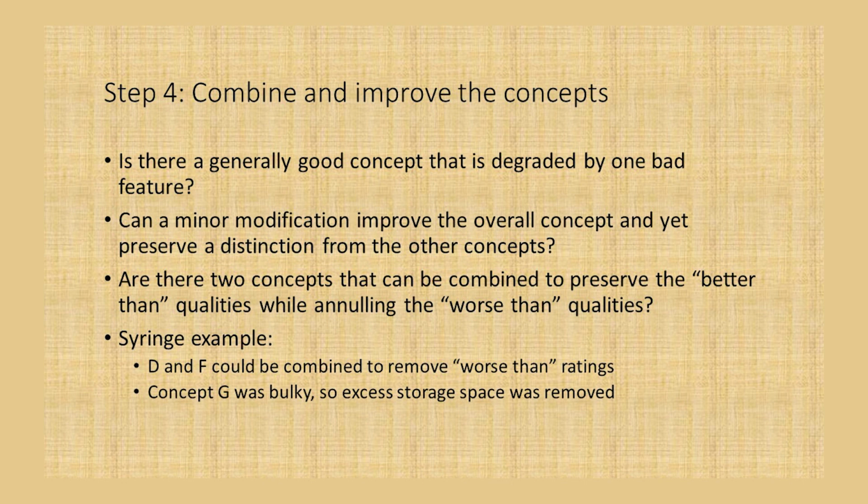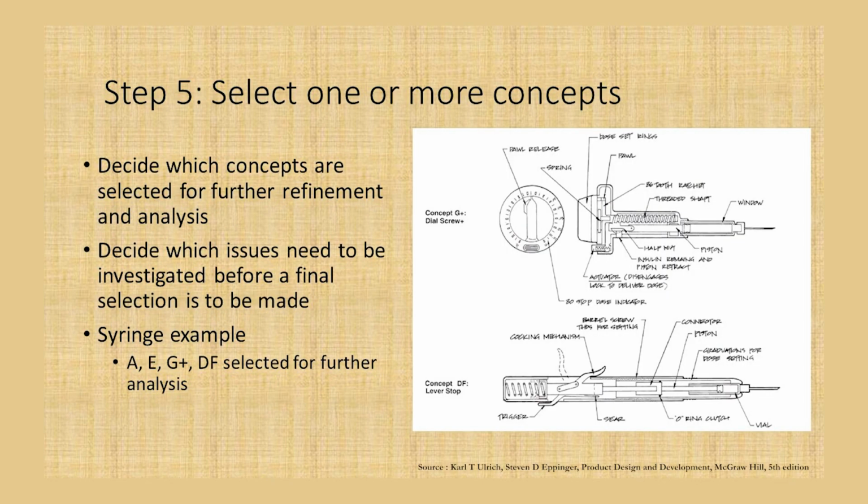So, in the case of the syringe, D and F could be combined to remove worse than ratings. Okay. You combine D and F, and then concept G was bulky, so excessive storage space was removed. Then you want to be selecting one or more concepts. So, decide which concepts are selected for further refinement and analysis. Okay. So, decide which issues need to be investigated before a final selection is made.